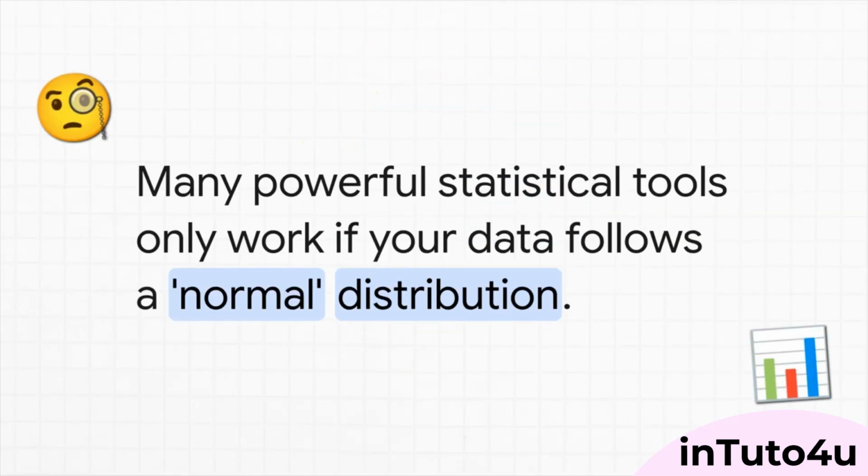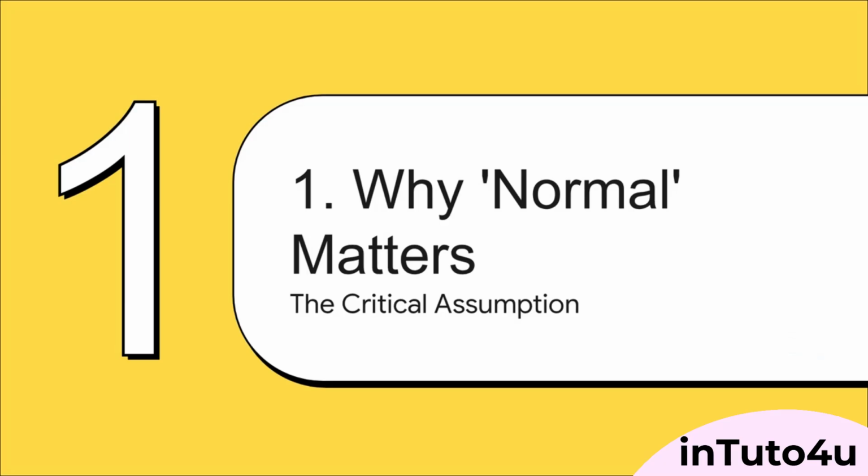In statistics, we've got all these super powerful tools, right? But they all operate on this one big assumption. They just assume your data follows that classic pattern. You know the one, the bell curve, the normal distribution. And if that assumption is wrong, whoa, any conclusions you make could be totally off base. So why does normal even matter? I mean, really, what's the big deal?